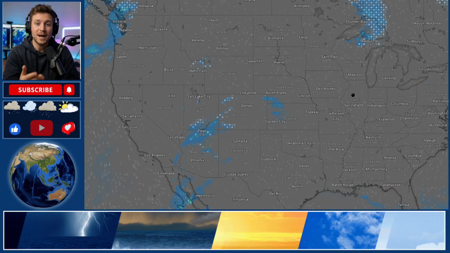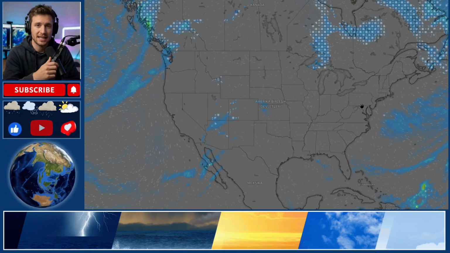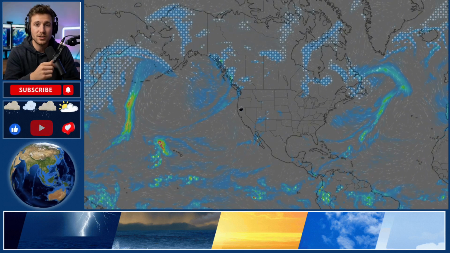The Gulf is more of a background player in this setup, keeping the southern tier warm and humid, but not feeding a big active storm system. The main moisture action is happening on the coasts, not in the interior.